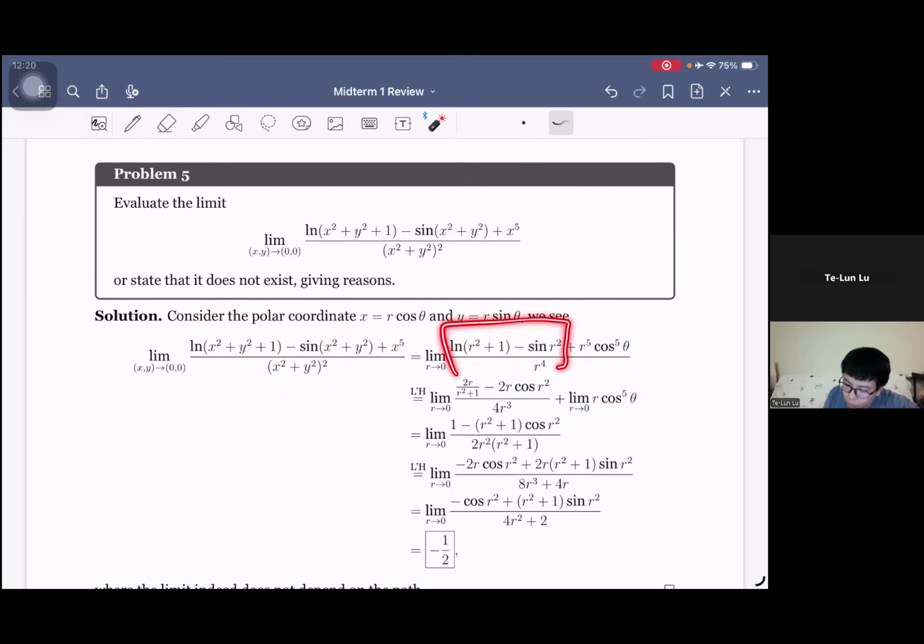And then for this other term, when r is 0, both the numerator and denominator go to 0. So we can apply L'Hopital's rule in the one-dimensional setting. You get, by chain rule, 2r divided by r squared plus 1 minus 2r, that also comes from chain rule, cosine r squared, divided by 4r cubed. And now it's algebra. I divide both the numerator and denominator by 2r. So 2r is gone, 2r is gone, and the denominator is now 2r squared. And I also move the r squared plus 1 into the big denominator.